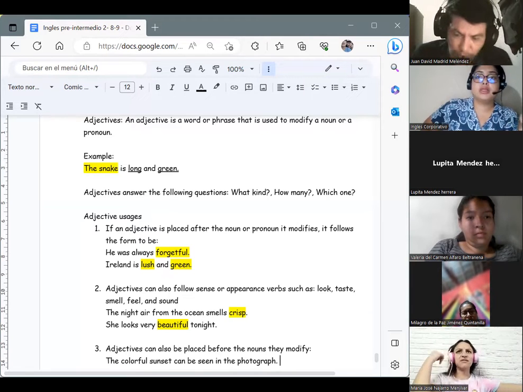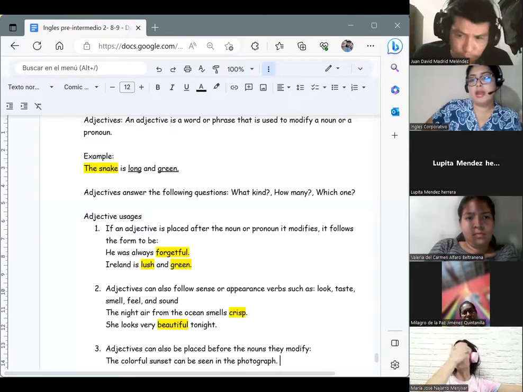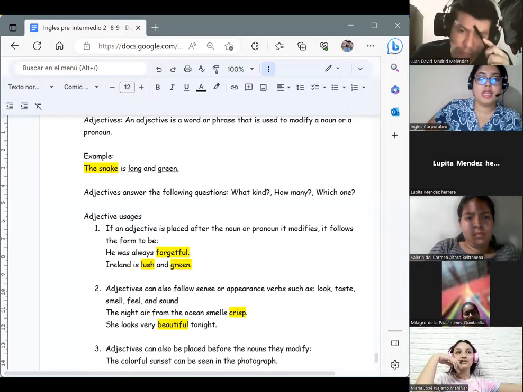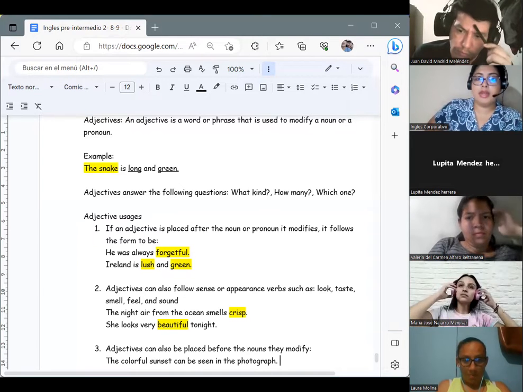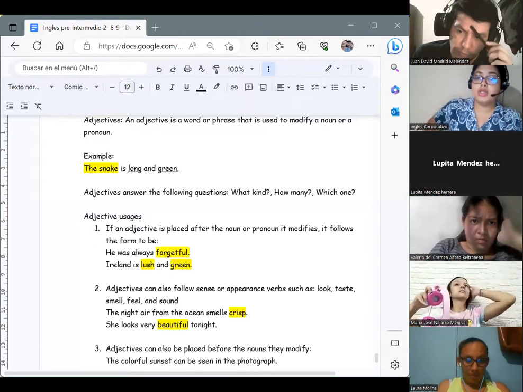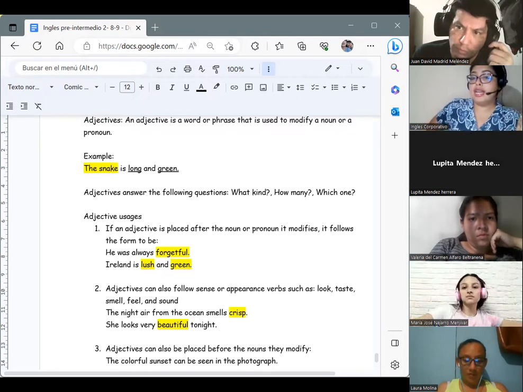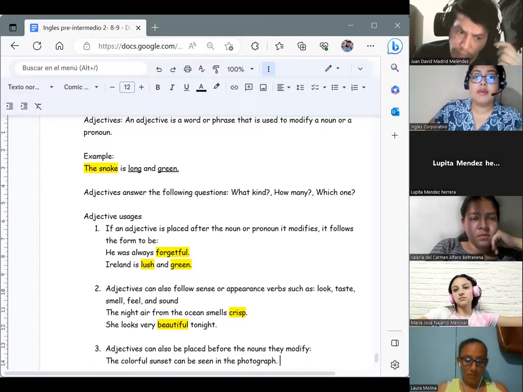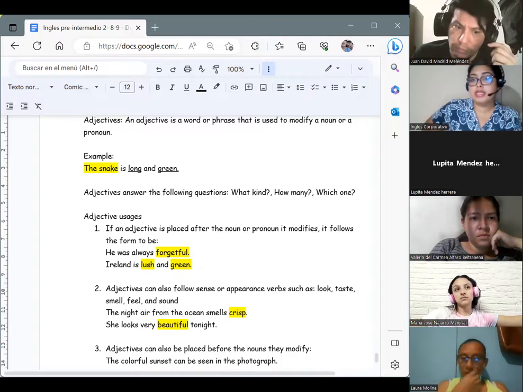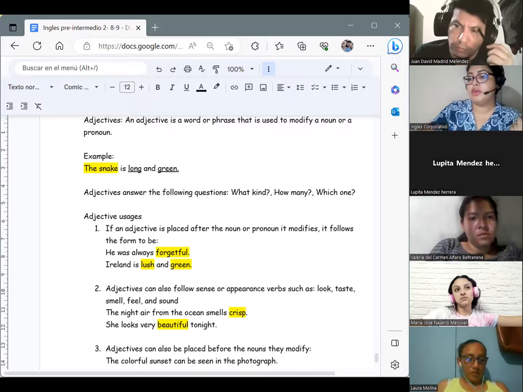Cuando hagamos las traducciones, nosotros podemos traducirlas así como salen ahí. Así como dice la parte 2, adjetivos pueden también seguir sentido y apariencia, verbos como. Pero cuando nosotros lo decimos así, no tiene un sentido en realidad. Entonces le agregamos nosotros elementos para que la traducción sea más entendible. Los adjetivos también siguen verbos de sentido y apariencia. Y en muchos de los casos también se recorta esa información.